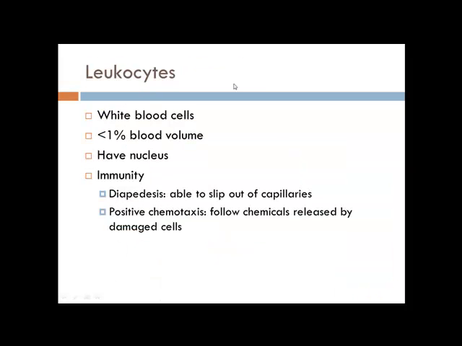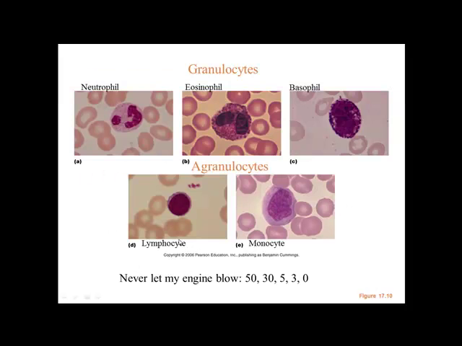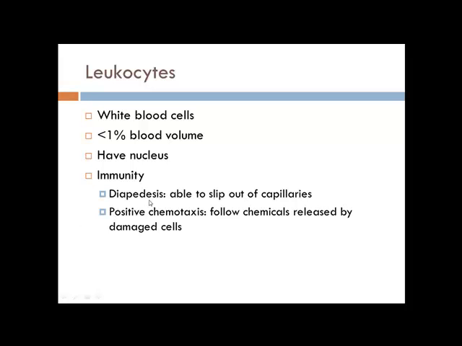Next we're on to white blood cells. White blood cells make up less than 1% of your total blood volume. They do have nuclei, and they are going to be there to provide immunity. They are capable of diapedesis and positive chemotaxis. Diapedesis is the ability of the cell to slip out of the capillary bed, so it can leave the capillaries and go into tissue to go fight stuff off. And positive chemotaxis means that when the cell leaves the capillaries, it can follow a chemical signal to fight off whatever it's looking for.